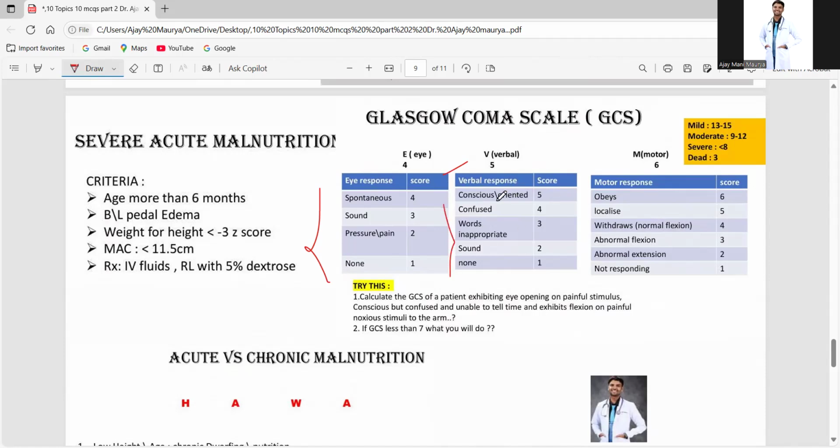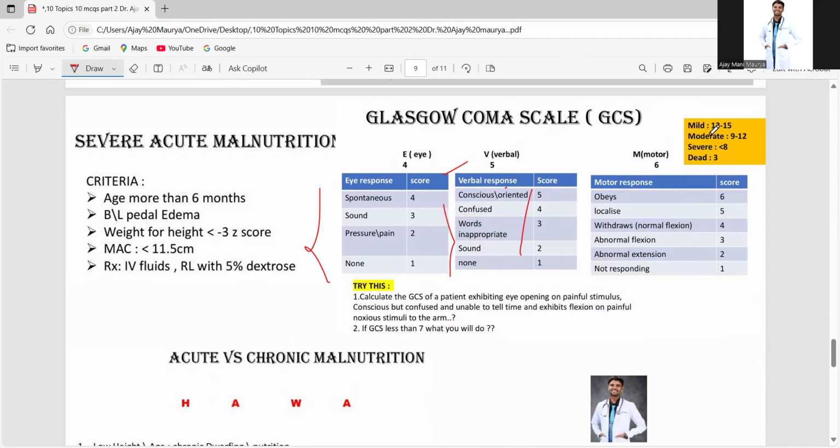See here, remember: one confused word sounds novel. One means what? Oriented. Confused, one confused word sounds novel. Okay, remember the mnemonic. Here is the scoring: mild is 13 to 15, moderate 9 to 12, severe less than 8, death is a 3.